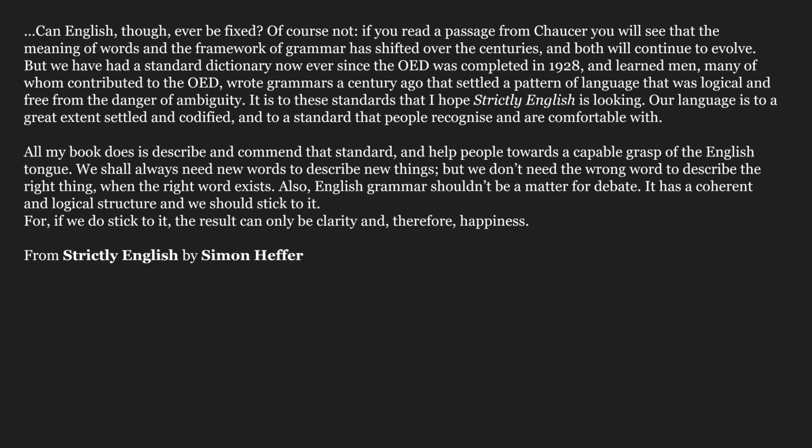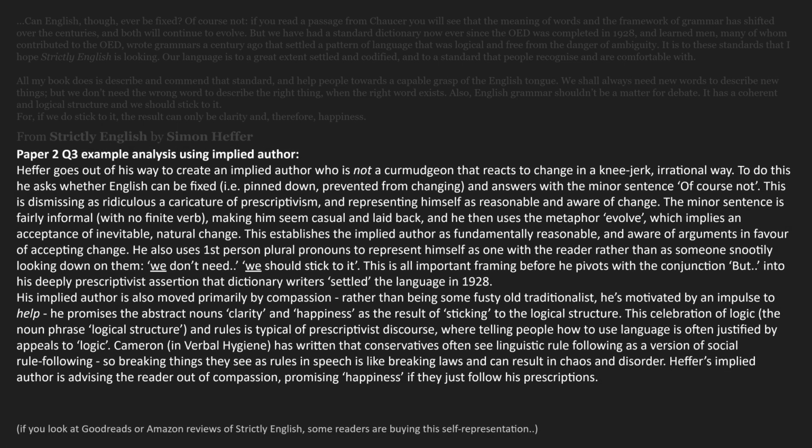I think this text is interesting because he's going out of his way to create a more sympathetic implied author. That whole bit at the start where he says, can English though ever be fixed? Of course not. I think that's him creating an implied author who is reasonable, who is open to argument, who's not just some doctrinal character who's obsessed with specific rules and wouldn't allow any sort of change. By fixed here, he means pinned down rather than mended.